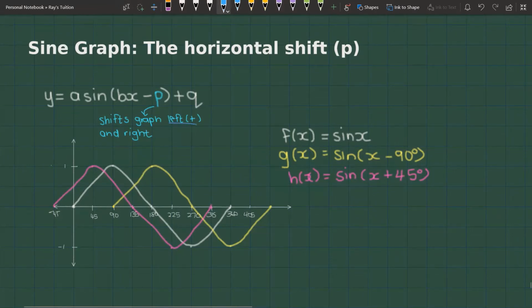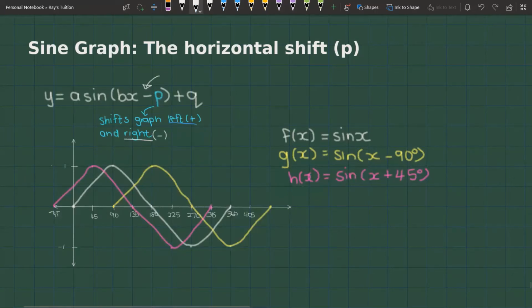So here we have the positive shifts left, and that is quite opposite to what we expect, because we expect left to be negative, but because of this minus sign in the equation, it reverses the direction. So a positive value shifts it left and a negative value shifts it right. Okay, so that is how we can tell whether a graph has been shifted.